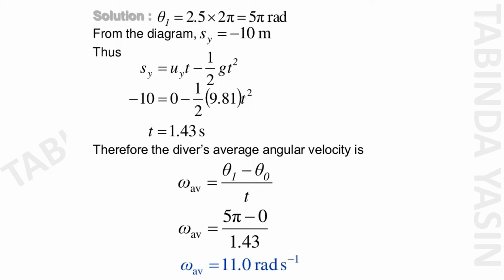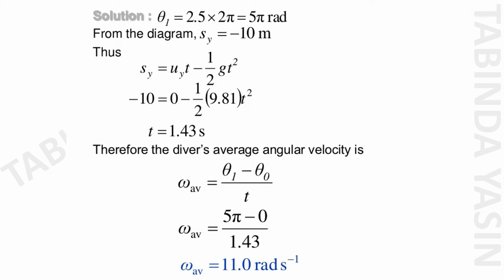From the diagram, sy, the vertical height, is minus 10 meter. So we have the formula s equal to sy equal to uy t minus 1 over 2 g t square. Substituting the values we get minus 10 is equal to 0 minus 1 by 2 into 9.81 into t square, and after solving we get t is equal to 1.43 second.